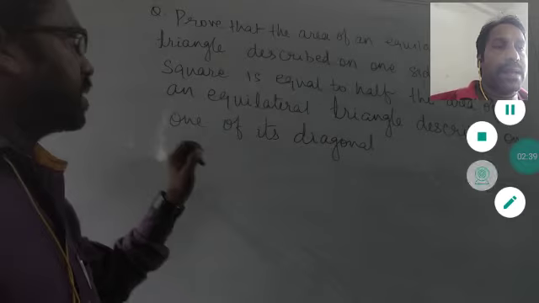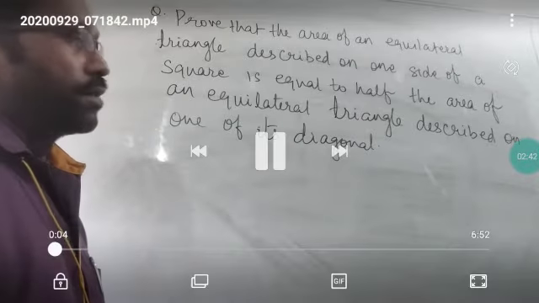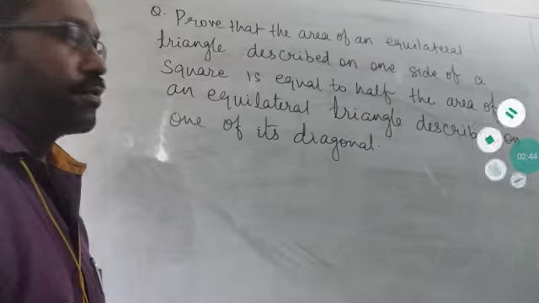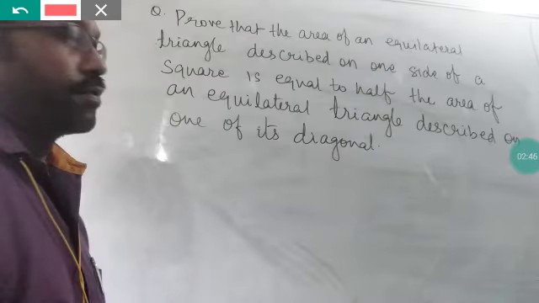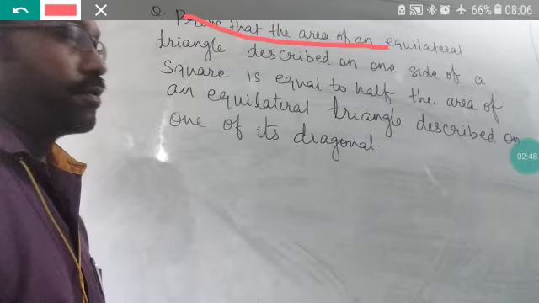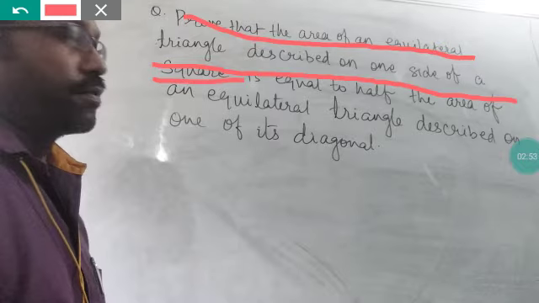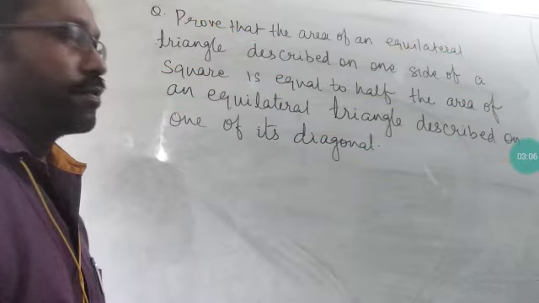Let me explain this first. It is saying that the area of an equilateral triangle described on one side of a square is equal to half the area of an equilateral triangle described on its diagonal. Let us see what the figure of this question is. So the figure is here.